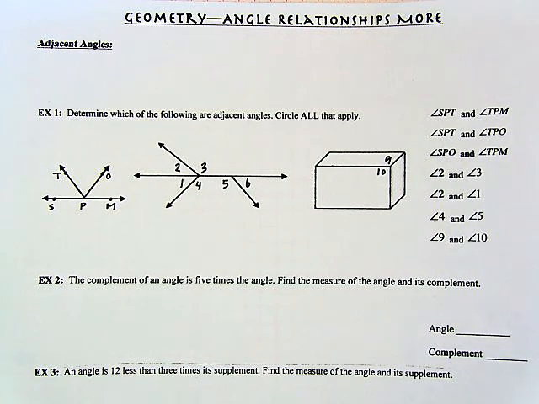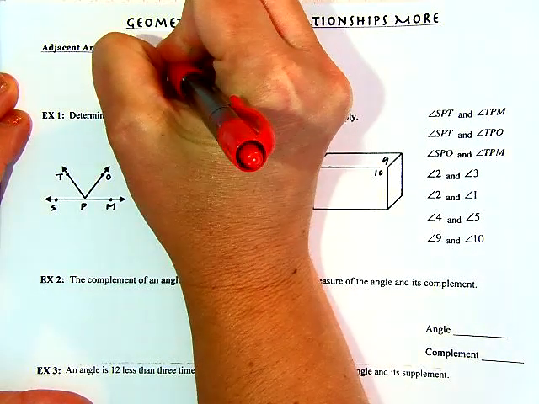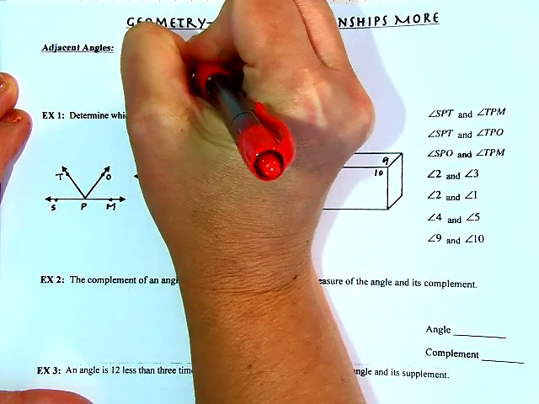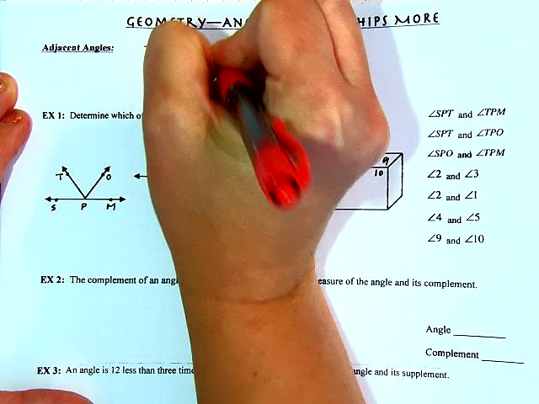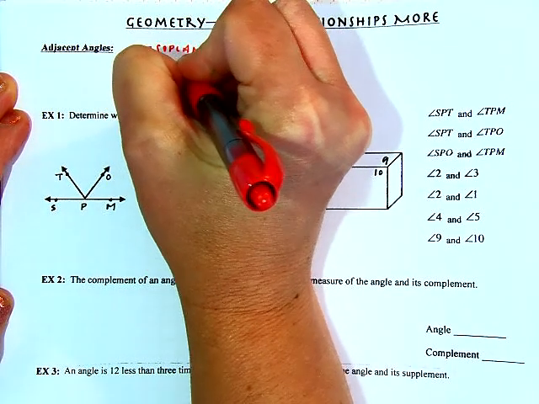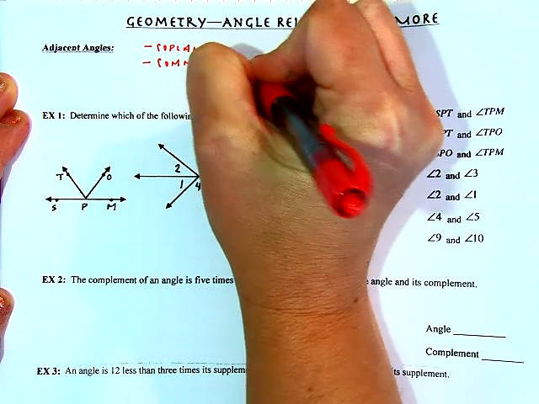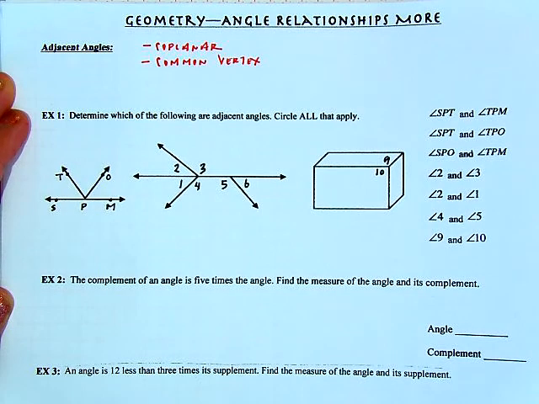Adjacent in geometry means, first off, those angles have to be coplanar. They have to be on the same plane. They also have to have a common vertex, the same vertex. They have to have a common side, so they share that common side.